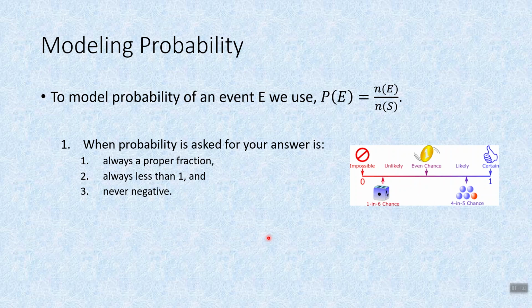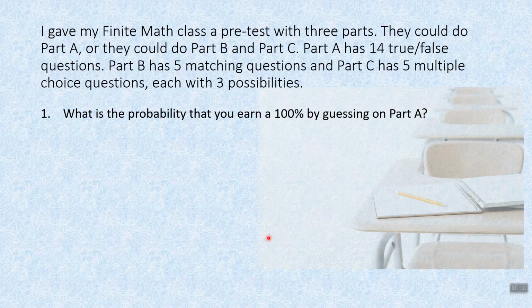And sometimes when it comes to modeling probability, decision algorithms can be super helpful. That's why we talked about them already. Alright, so let's suppose I gave my finite math class a pretest with 3 parts. They could do part A, or they could do part B and part C. Part A has 14 true-false questions. Part B has 5 matching questions. And part C has 5 multiple-choice questions, each with 3 possibilities.